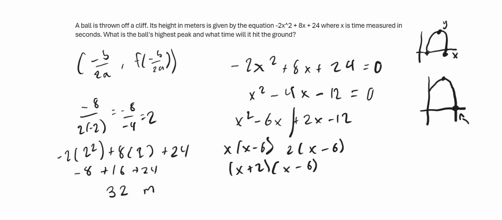We've got x plus 2 and x minus 6, and our solutions to the equation, not the problem, are negative 2 and 6. And negative 2 would be an extraneous solution, or a solution that we can't use in this situation because you can't have negative time. So it will hit the ground after 6 seconds.